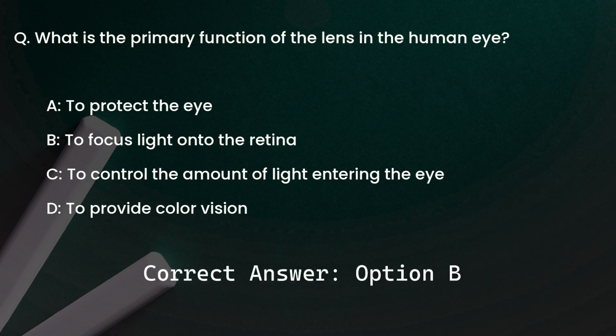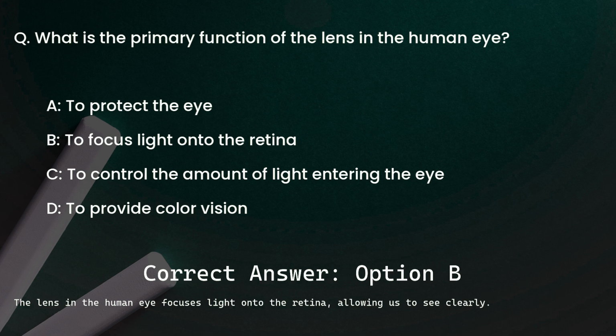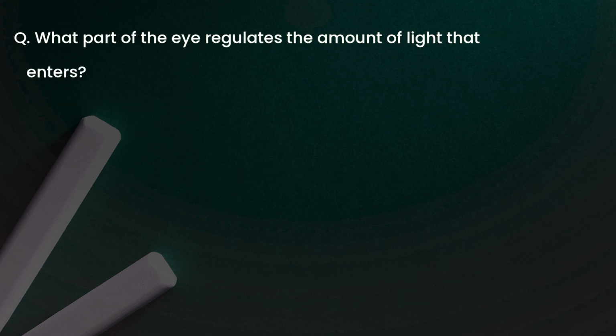The correct answer is option B, which is to focus light onto the retina. The lens in the human eye focuses light onto the retina, allowing us to see clearly. Question: what part of the eye regulates the amount of light that enters?